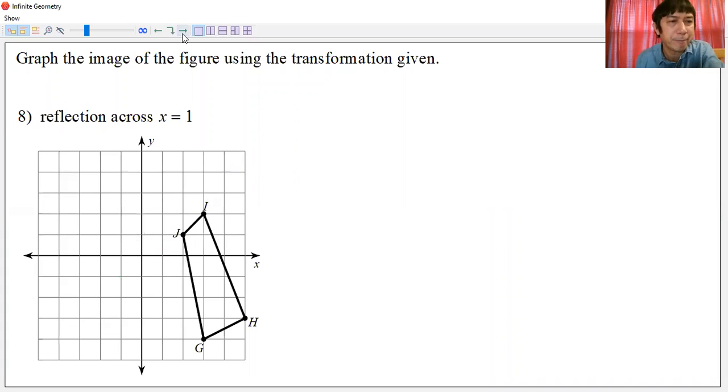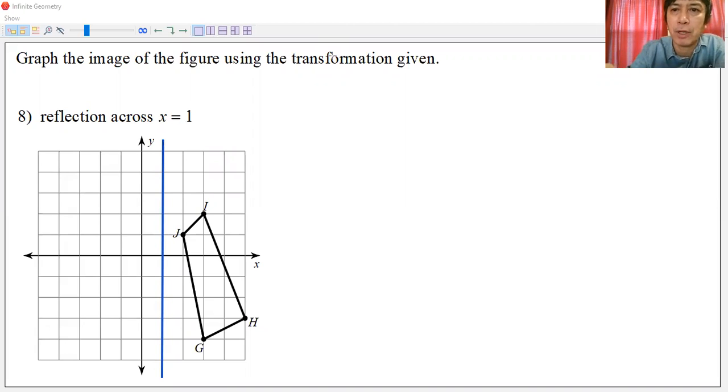Graph the image of the figure using the transformation given: reflection across x equals 1. Let's start with the line of reflection first, using a blue line. x equals 1 must be a vertical line, and it must pass through 1, 0. There, that's x equals 1. This is our line of reflection.